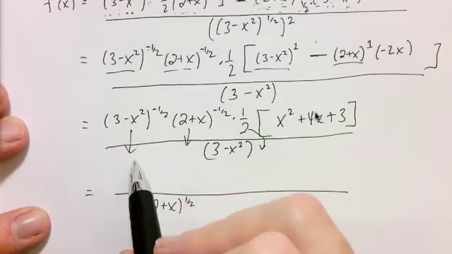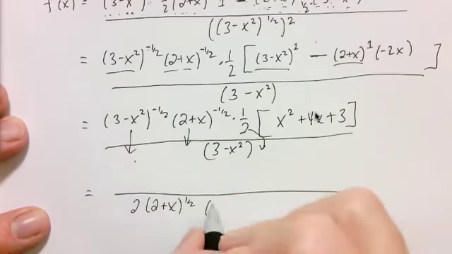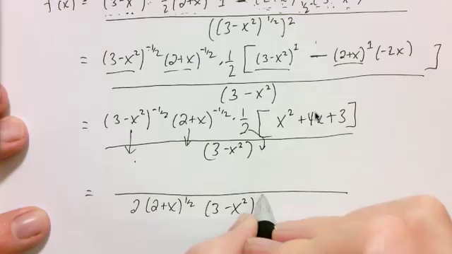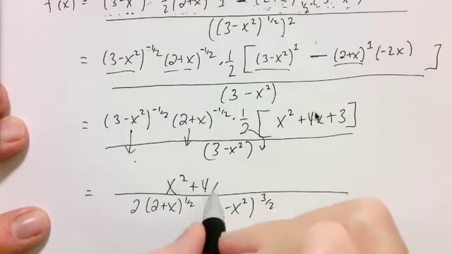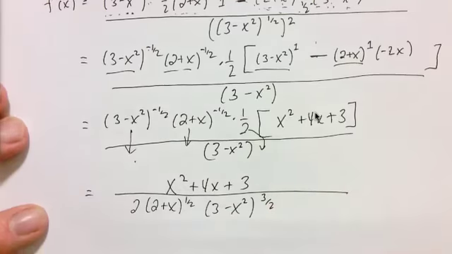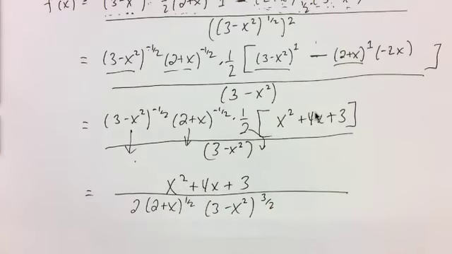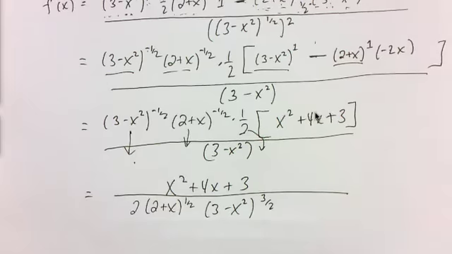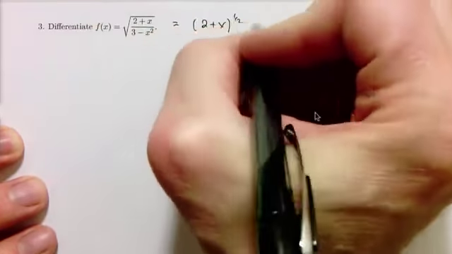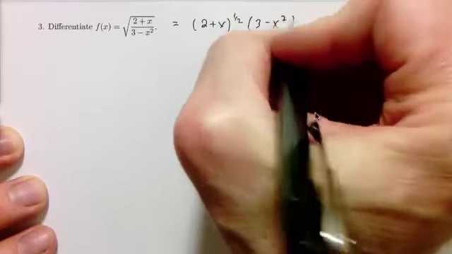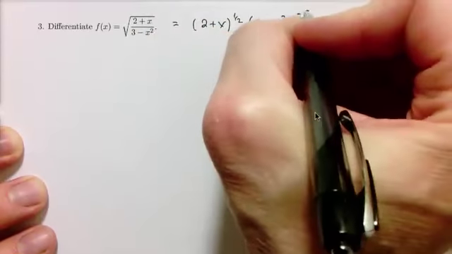So this comes down as 1/2 power combined with this 1 power gives me 3 minus x squared to the 3/2. And in the numerator here, alright, we're going to look at this one more time using the product rule, so form 3. So in that way, we took and rewrote this as 2 plus x to the 1/2 power times 3 minus x squared to the minus 3/2 power.